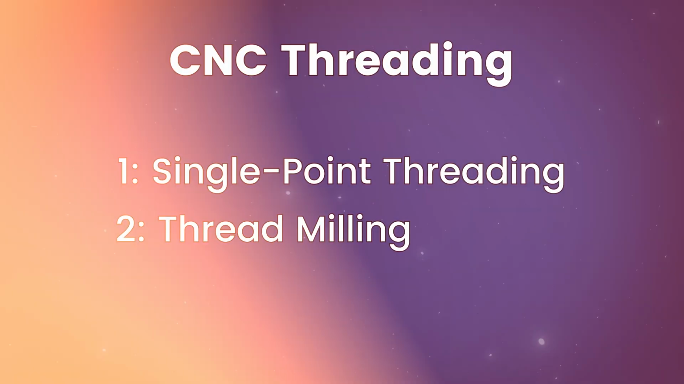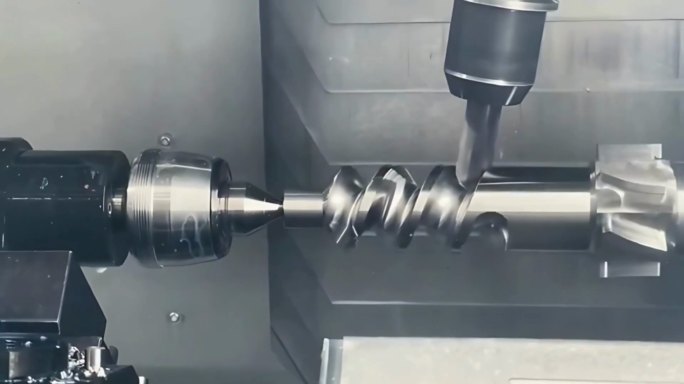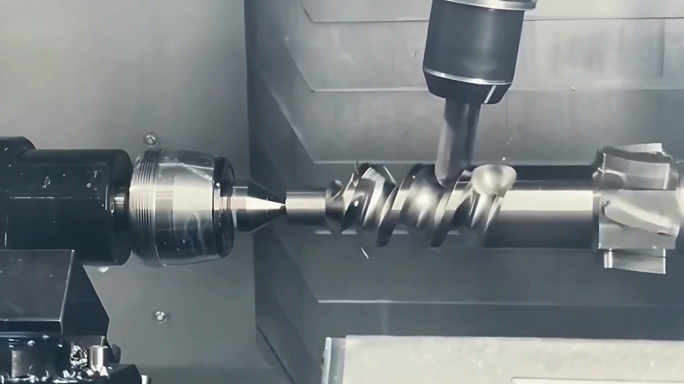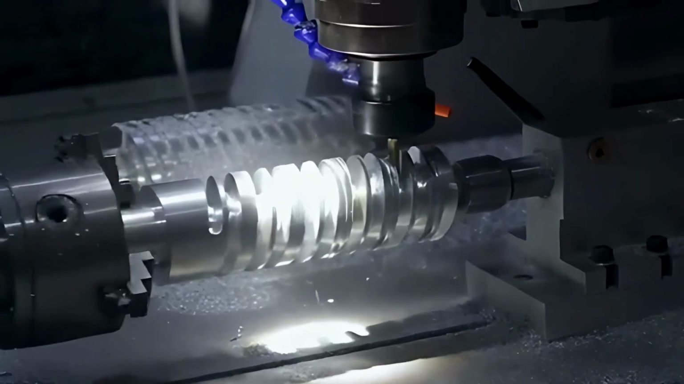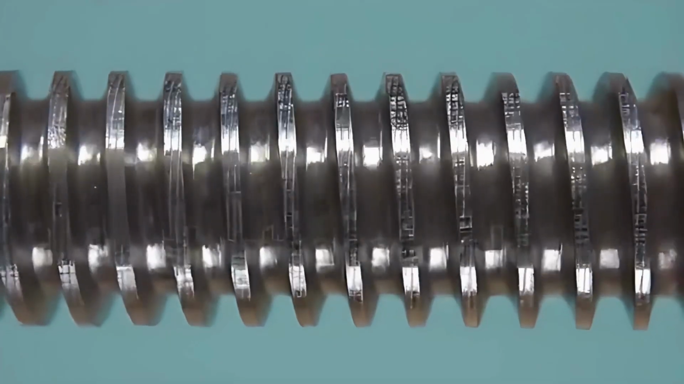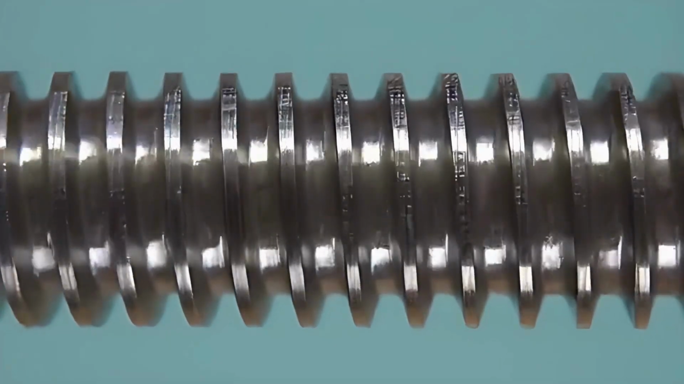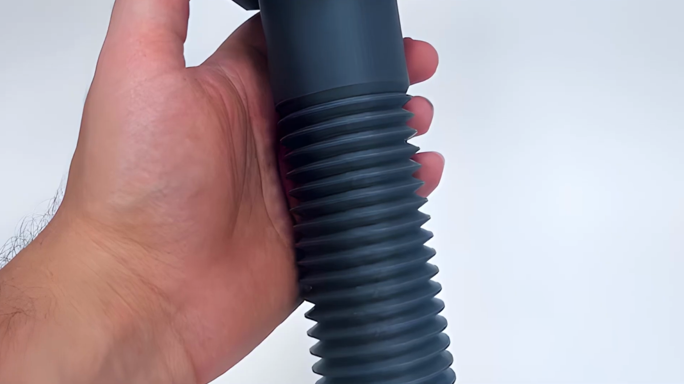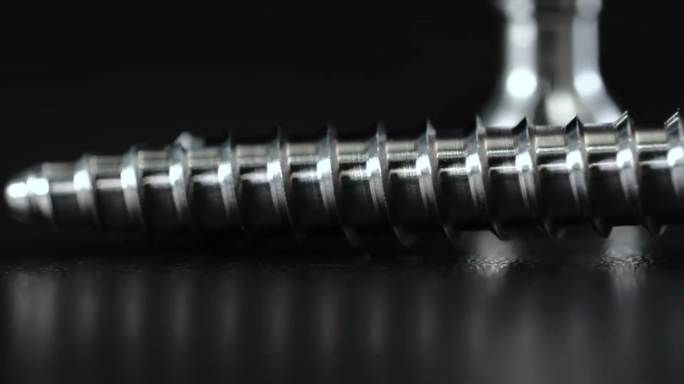Thread milling. Thread milling uses a rotating tool that follows a helical interpolation path. The tool can enter and exit the cut smoothly, producing accurate threads without the need for spindle synchronization. It's ideal for large diameters, blind holes, or special thread forms.